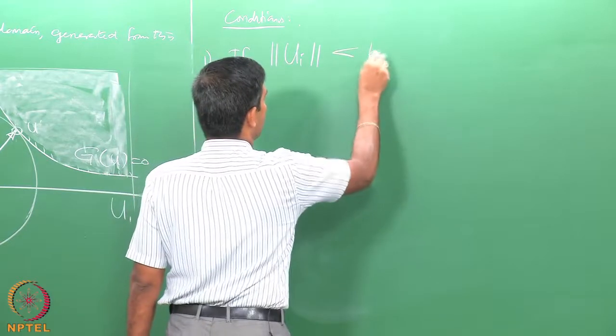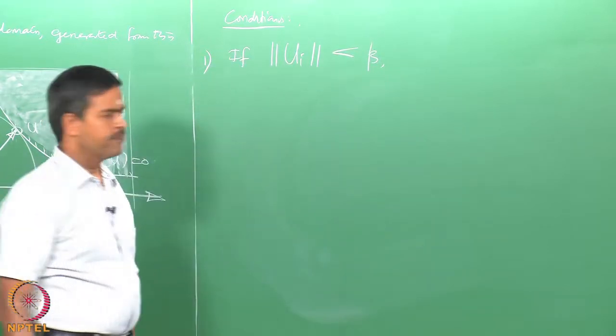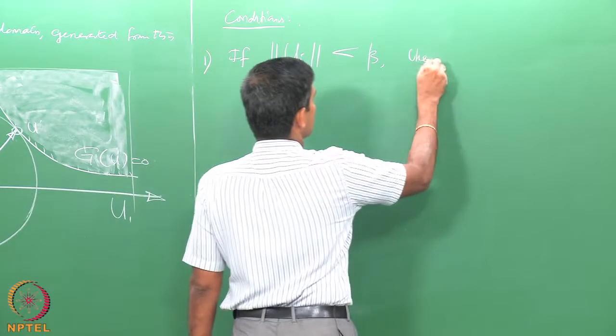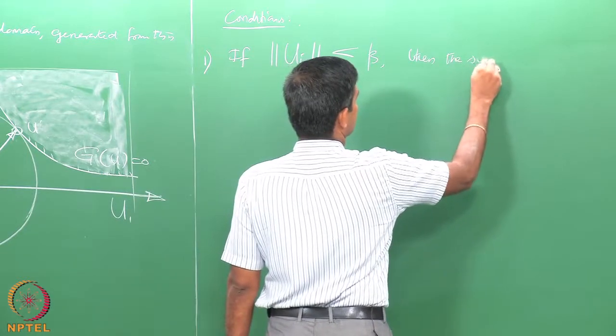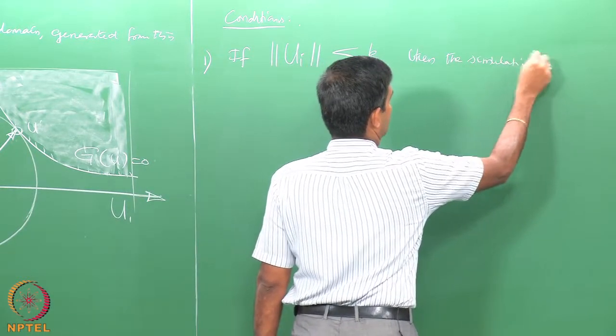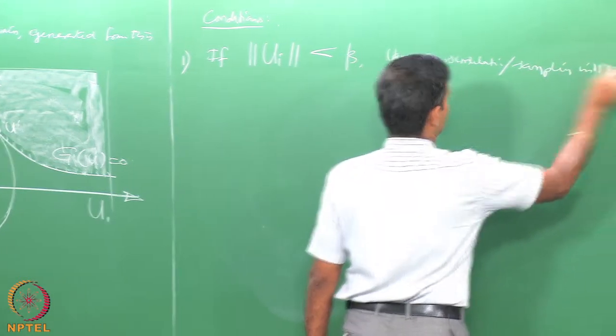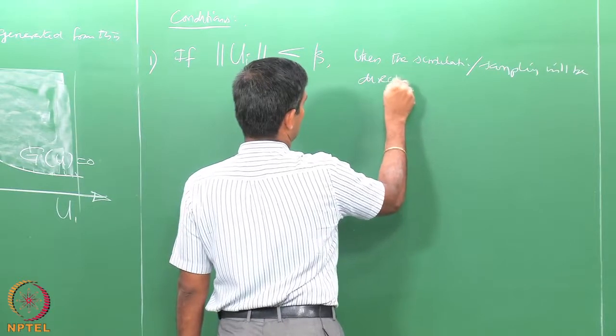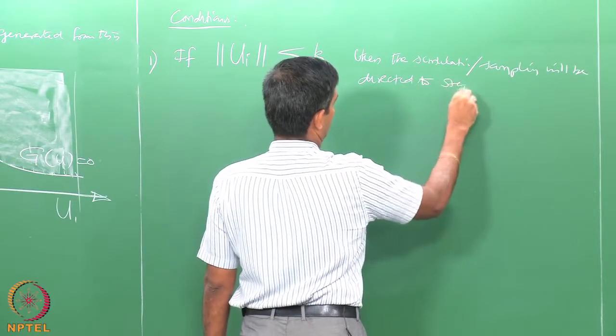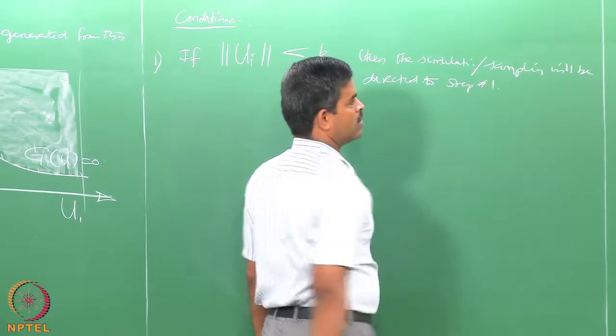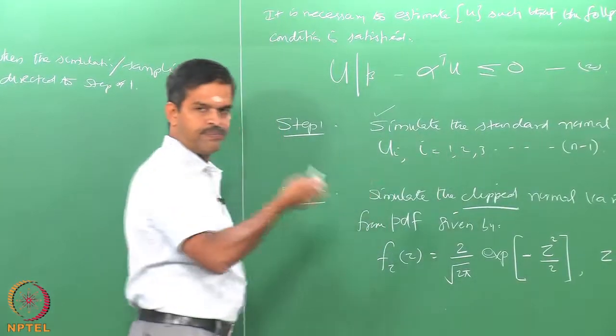If Ui is less than beta, then the simulation or the sampling will be directed to step number 1. Step number 1, simulate the random variable again.